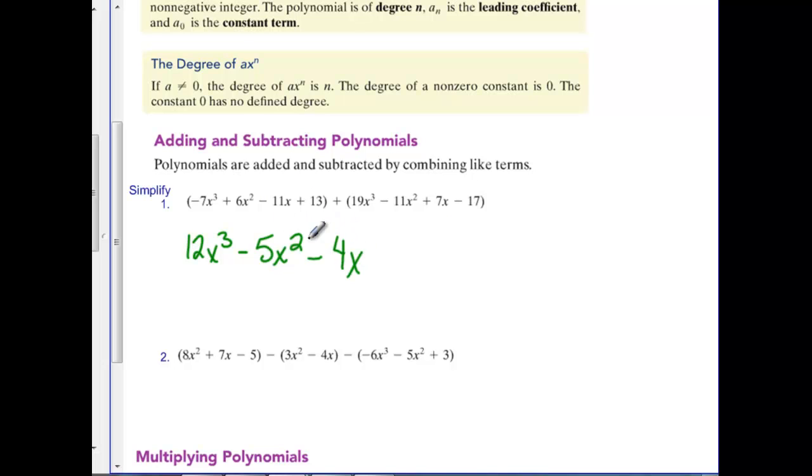Yep, minus 4x, plus 13 minus 17. So the adding part's super easy. The subtracting, we've got to do one extra step. Subtraction is like a negative 1 being on the outside and being distributed. So if you want to get rid of these parentheses, you've got to distribute.